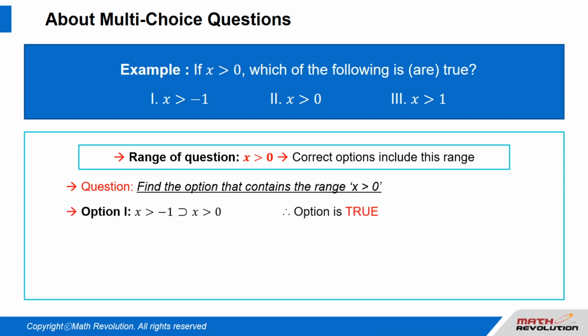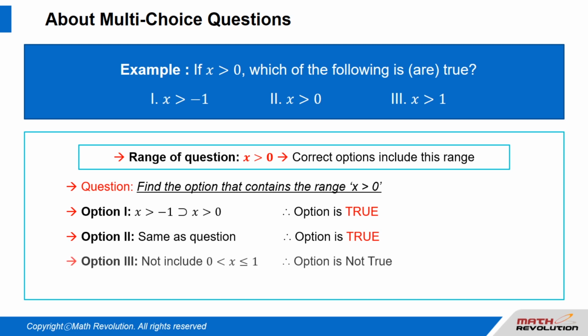Option 1, x is greater than -1. Now, x is greater than 0 is a subset of x is greater than -1, and so the option is true. Option 2, x is greater than 0. The option is exactly like the question, and so is true. Option 3, x is greater than 1. X is greater than 1 does not include the elements from 0 to 1, or 0 is less than x, which is less than or equal to 1. So the option does not include x is greater than 0, and the option is not true. Only options 1 and 2 are true, and it is very important that you understand which range should contain which range.